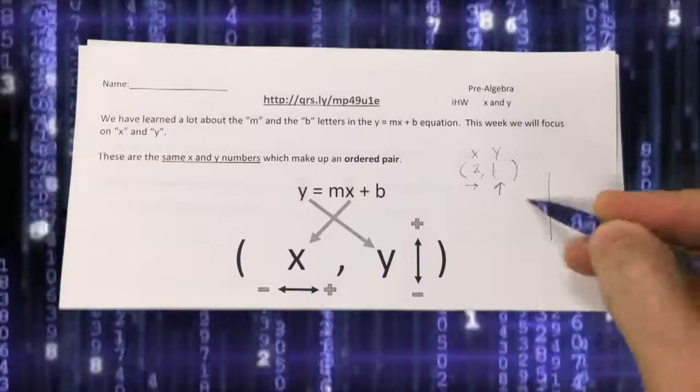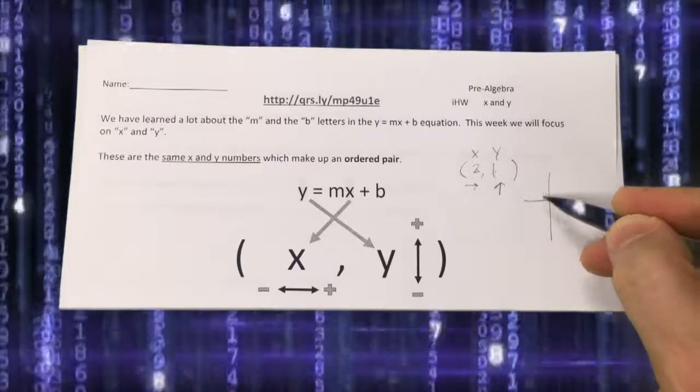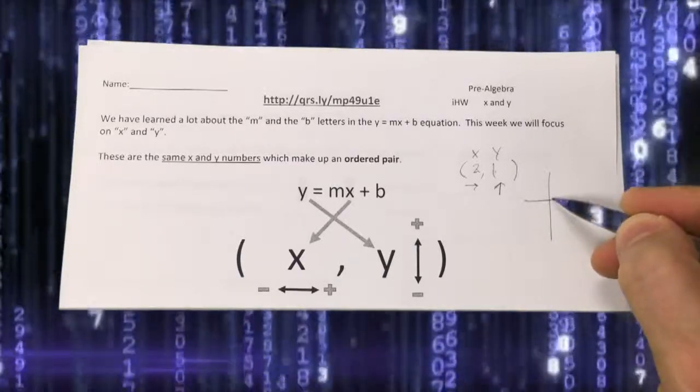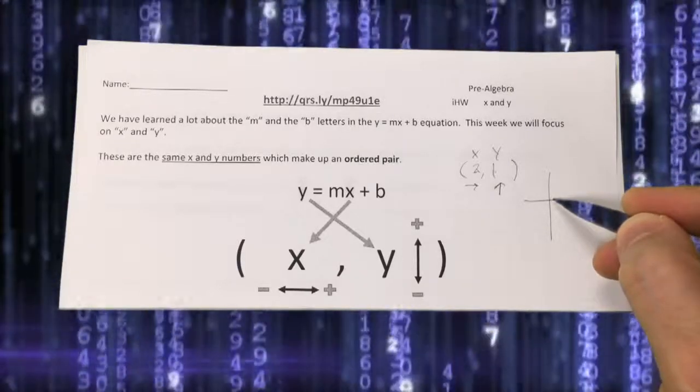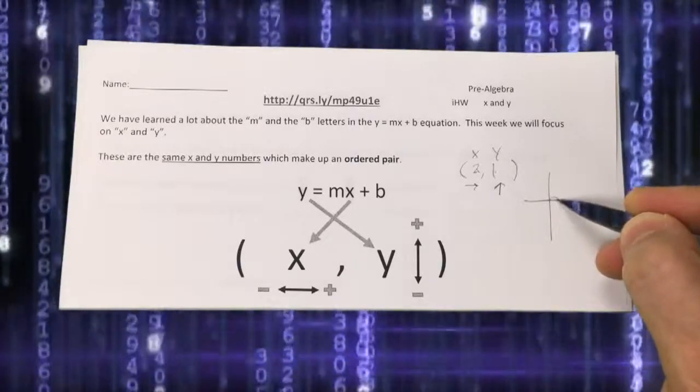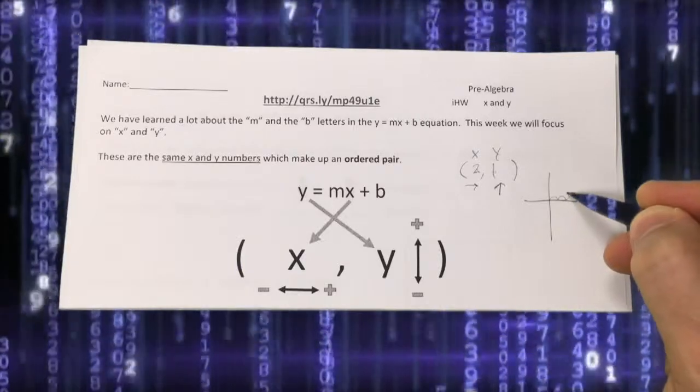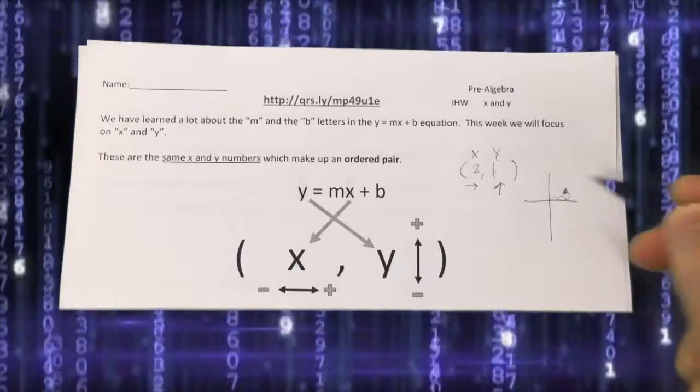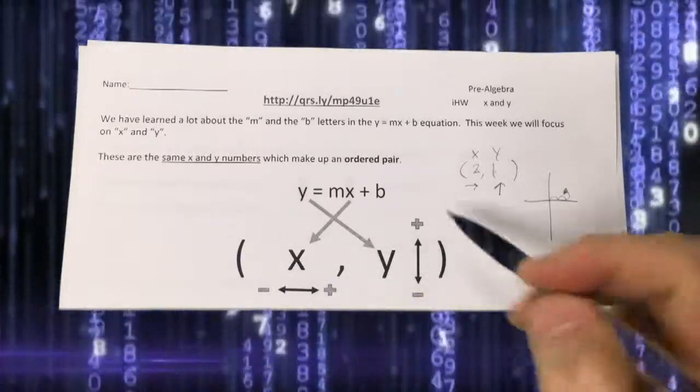So on a graph, you would go 2 to the right, starting at the origin. You always start at the origin when you're graphing ordered pairs. You would go 2 to the right, and you would go 1 up, and you'd place your point there. And that's what ordered pairs do.